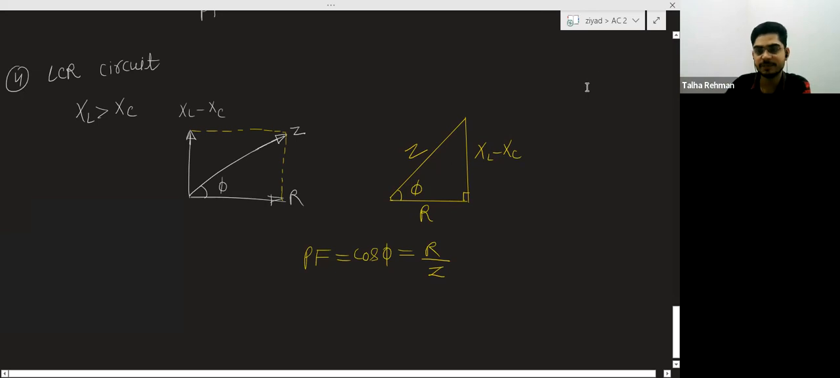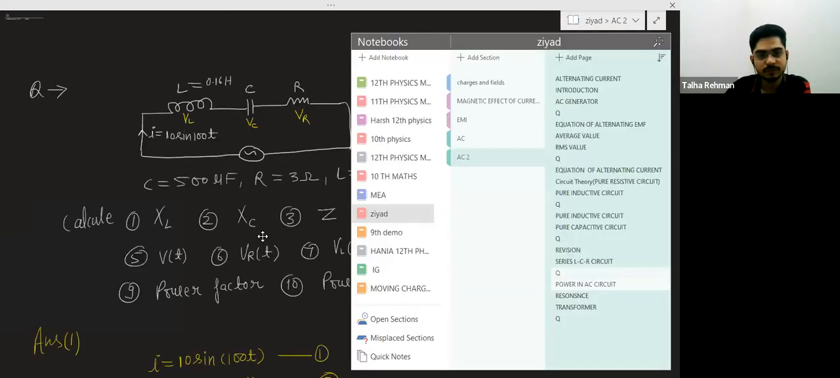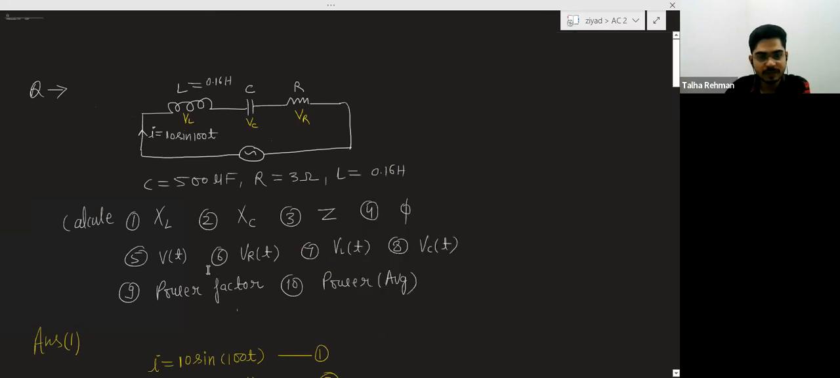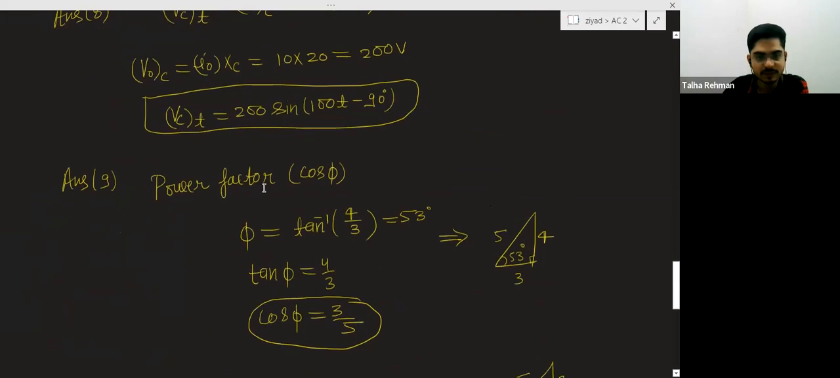Yesterday also I think I told you this thing in this question, the power factor part. I told you that we will discuss it later. Cos phi. So there we calculated the cos phi with the help of this triangle. There also I wrote perpendicular, base divided by hypotenuse, which means resistance divided by impedance.